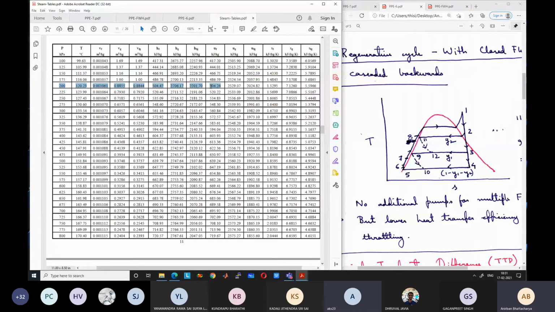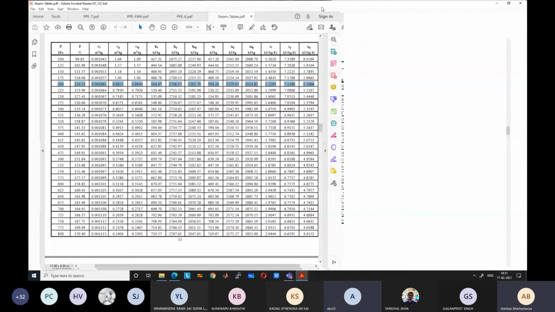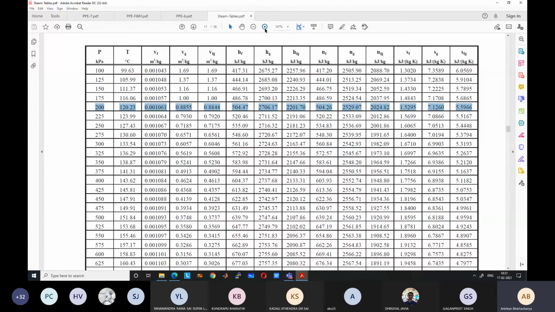I will increase the size. So pressure table, 200 kPa. What is the value then for point 5? 504.47, because it is saturated liquid. Okay, state is saturated liquid, so it is 504.47. So point 5 enthalpy we can also find out.